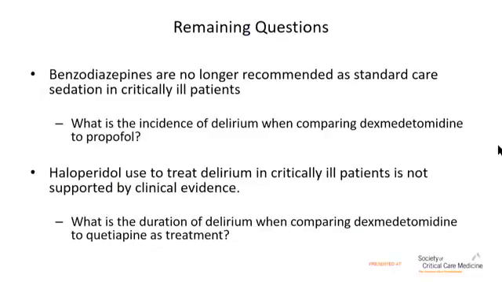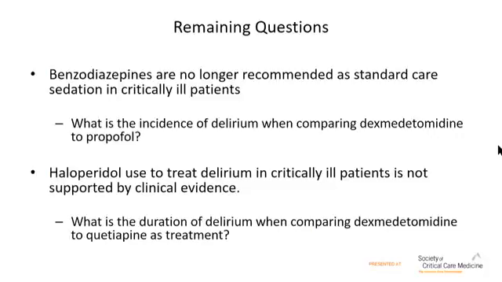So remaining questions. We know that benzodiazepines are no longer recommended as a standard care sedation in our critically ill patients. So what's the incidence of delirium when we're examining head-to-head initial use of dexmedetomidine versus propofol? This was something that you might be saying, was this studied in PRODEX? And it was, however, it was a secondary endpoint, and the patients were not given a standardized delirium score. So for example, the CAM-ICU. They were not given the CAM-ICU until 48 hours after a clinician recognized the patient had delirium. So it becomes a little difficult to apply without that information specifically being standardized.